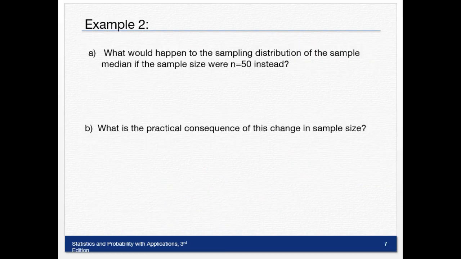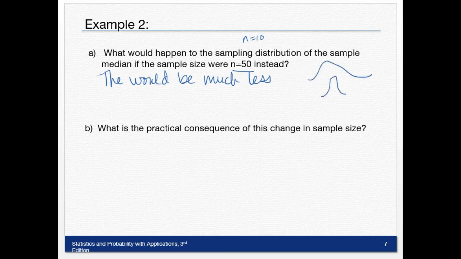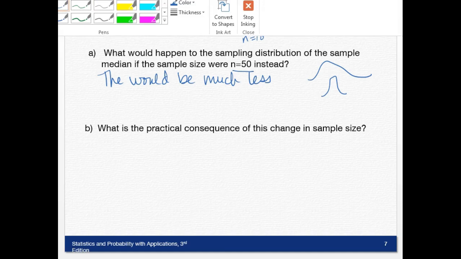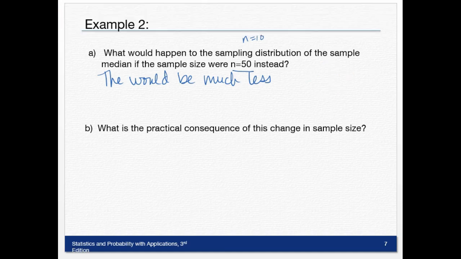Number 2, what would happen to the sampling distribution of the sample median if the sample size were 50? Now remember, the sample size on the previous slide was only 10. So we're taking that sample size of 10 and doing it 5 times. So we're making a much bigger sample size, okay? What would happen to the sampling distribution if it were that? There would be much less variability. Remember that graph, our curve, becomes more steep, okay? So what's happening is our variability is going way, way down. There would be much less variability in the distribution, okay?